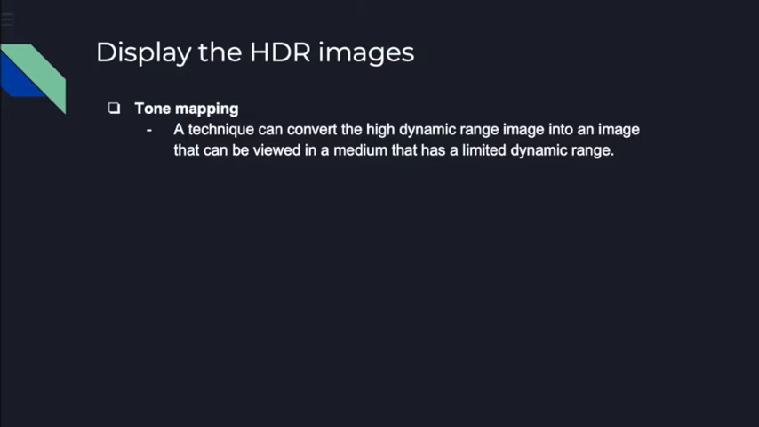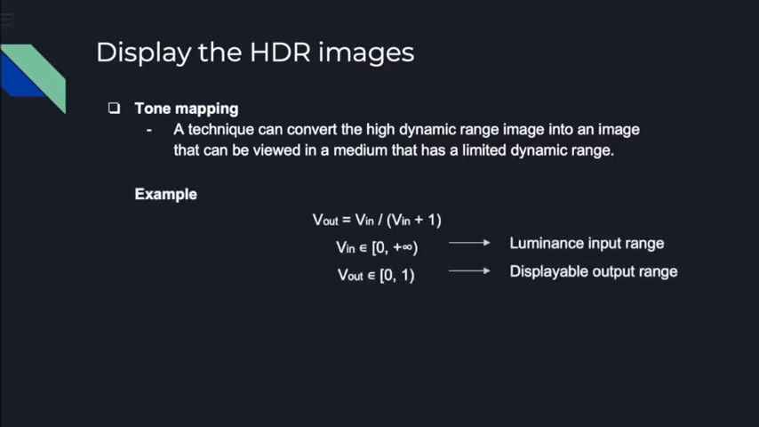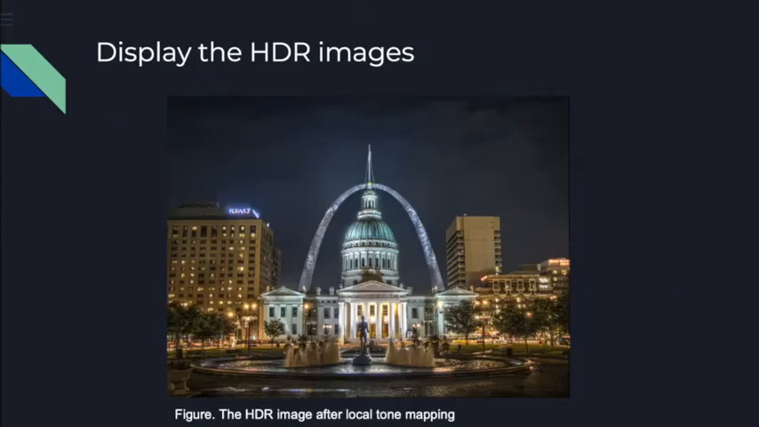Tone mapping is a technique that can convert the HDR image into an image that can be viewed in a medium that has a limited dynamic range. For example, this function is a simple global tone mapping filter. This function will map the luminance Vin to a displayable output range. Actually, the image we have seen in the previous example is the HDR image after tone mapping. That's the reason why we can still see this image in this video.